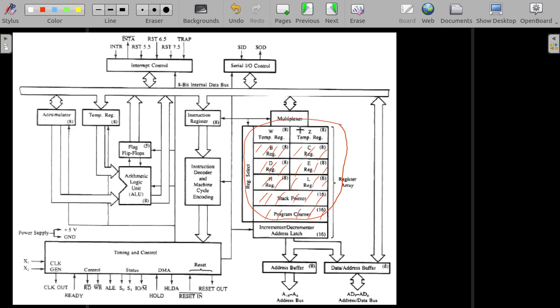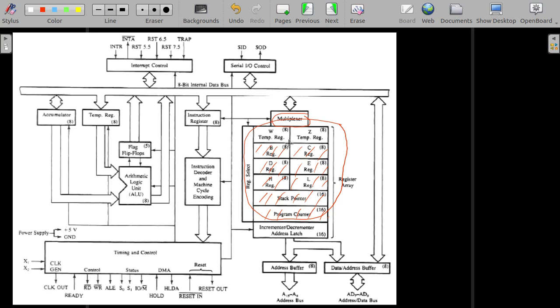So what is this multiplexer required for? What is the purpose of this multiplexer? Because what is a multiplexer anyway? A multiplexer is used to take in multiple inputs and give one output. Here, one end of the multiplexer is connected to the registers and the other end is connected to the internal data bus. So just guess what it will be.